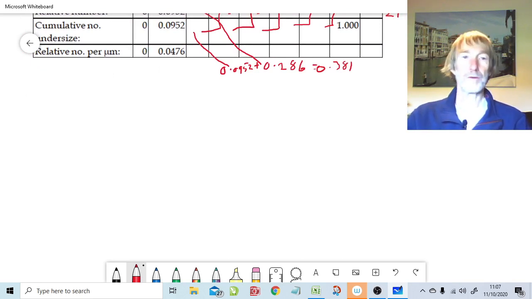First of all, why do we do it? What relevance does relative number per micron range have? Let me illustrate that with some random data, not the data that we've been looking at so far. Supposing we have number of particles, so this is actual number of particles plotted against particle size.